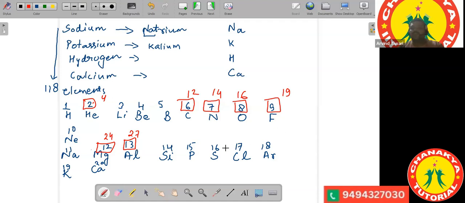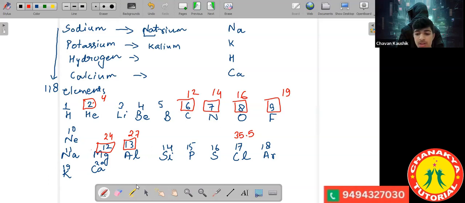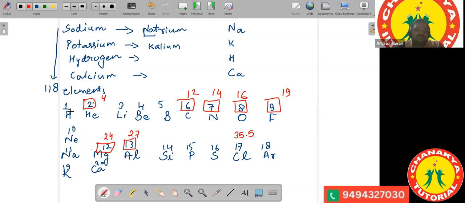Like atomic mass of chlorine is 35.5. Atomic mass of sodium is 23, not 22. So if you are required to remember them, you will be told, but they are not required to be remembered. A few of them, of course, you should know. Like carbon, you should know. Oxygen, you should know. Sulfur. Yeah, but most of them are double or near the double.